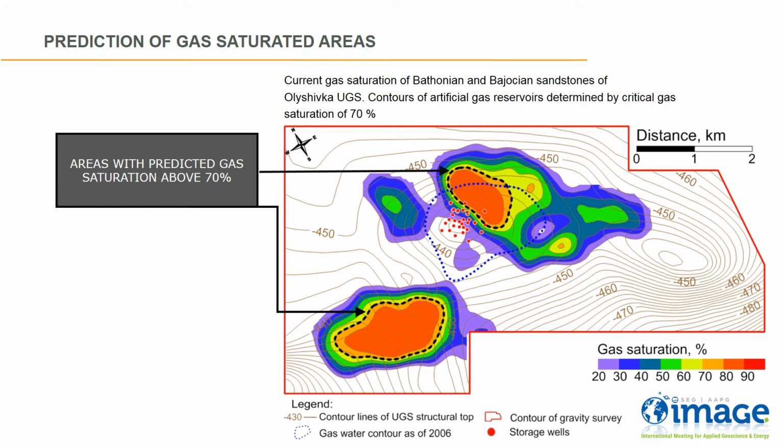The 3D model of current gas saturation of Olyshivka UGS was calculated using the obtained 3D density model, core analysis, and known petrophysical dependencies. On the slide, you can see the slices of current gas saturation within the UGS reservoir. Predicted contours of gas-saturated rocks are contoured by the 70% level of gas saturation.